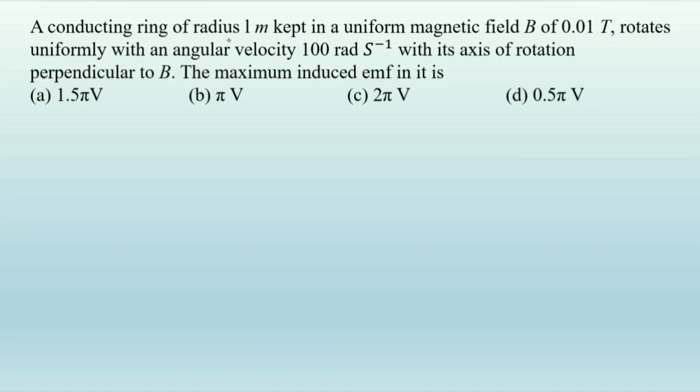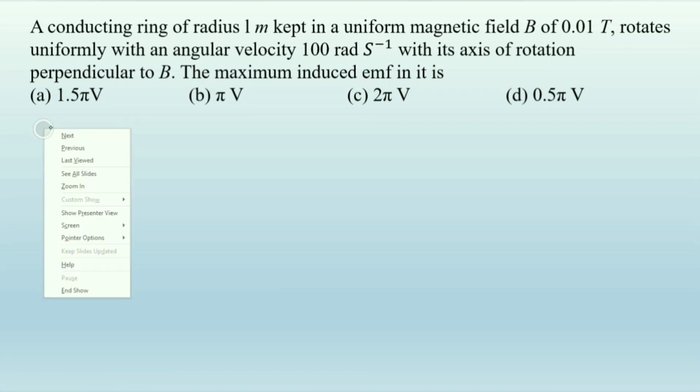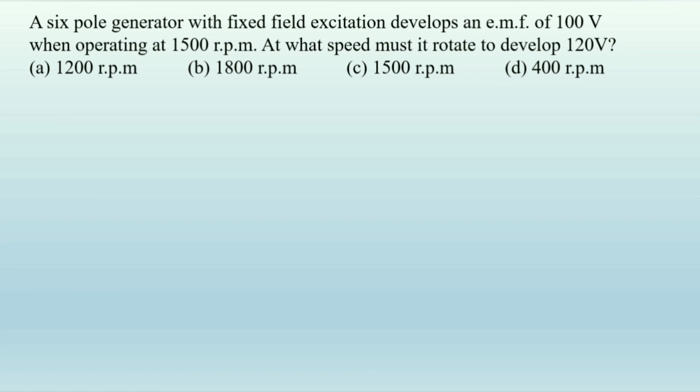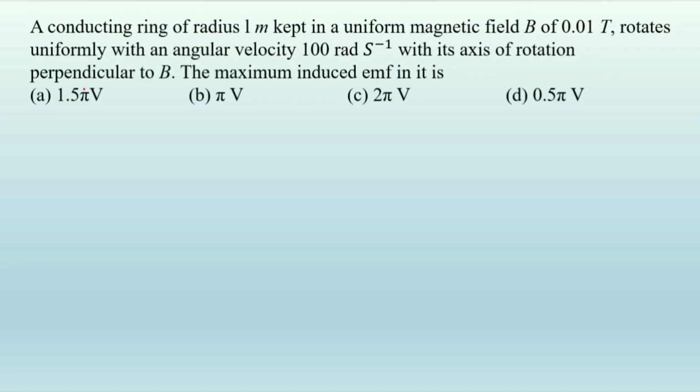A conducting ring of radius 1 meter kept in a uniform magnetic field B of 0.01 Tesla rotates uniformly with an angular velocity of 100 radian per second with its axis of rotation perpendicular to the magnetic field. Then the maximum EMF induced in it. So we have to calculate maximum EMF, that is E0.